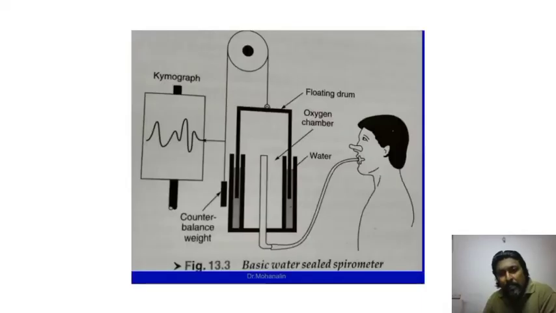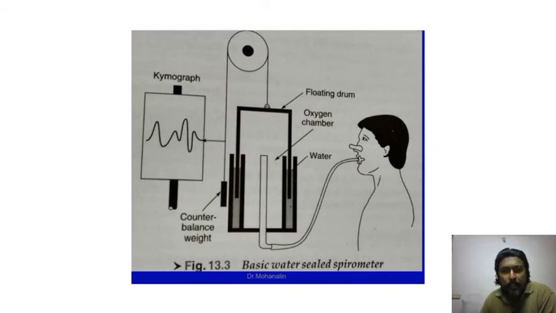This is one of the oldest spirometers that have been invented, and this particular setup contains an oxygen chamber, which has been sealed, of course. The picture is a self-narrative one, and it suggests there will be two water chambers, and the amount of water present in the tube is known to us. The patient will be asked to breathe inside the oxygen chamber through the tube which has been fixed.